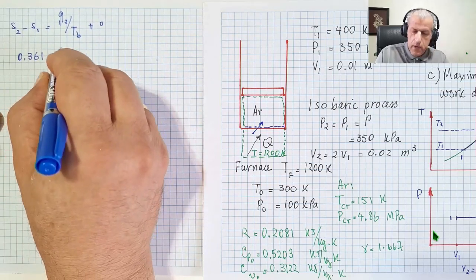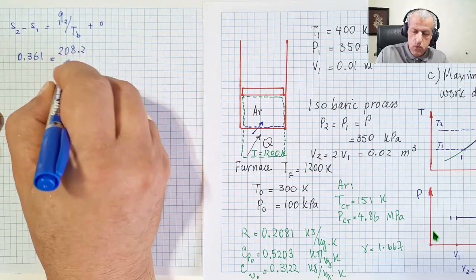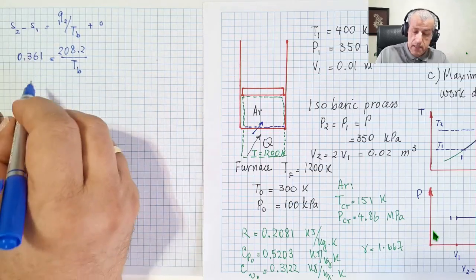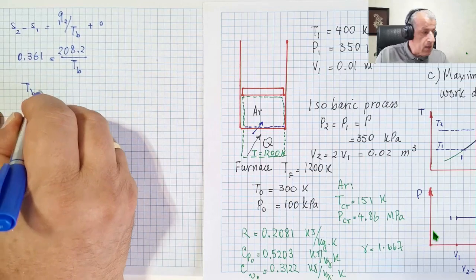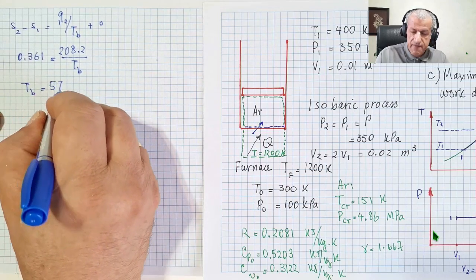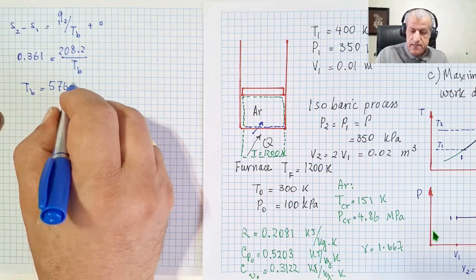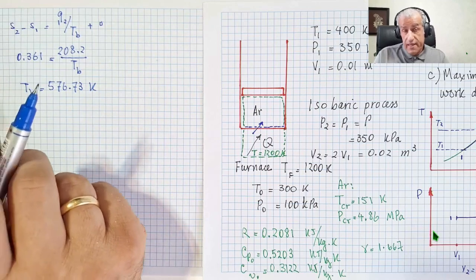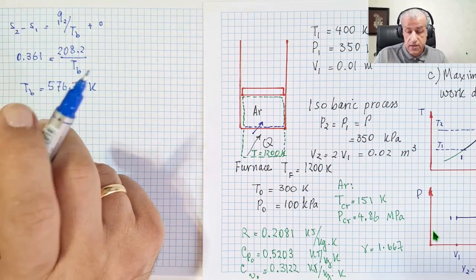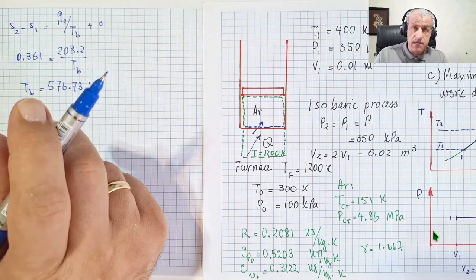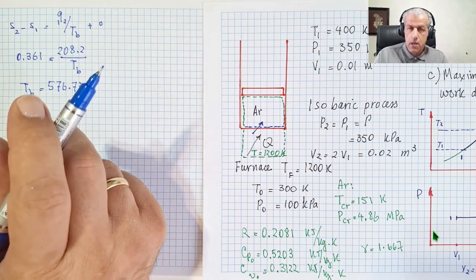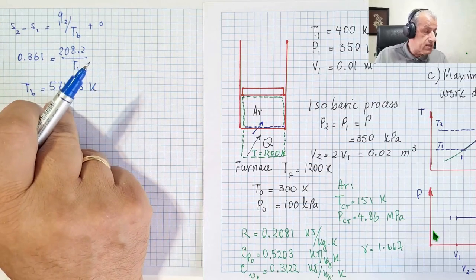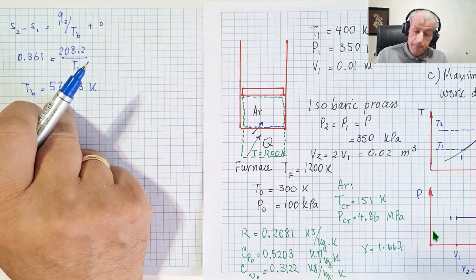would equal 208.2 divided by an equivalent boundary temperature, and calculating it, TB would equal 576.73 Kelvin. So this is different from the average between 400 and 800. If we had taken an average, it was 600, but that's not a good equivalent boundary temperature. The better equivalent boundary temperature is here.